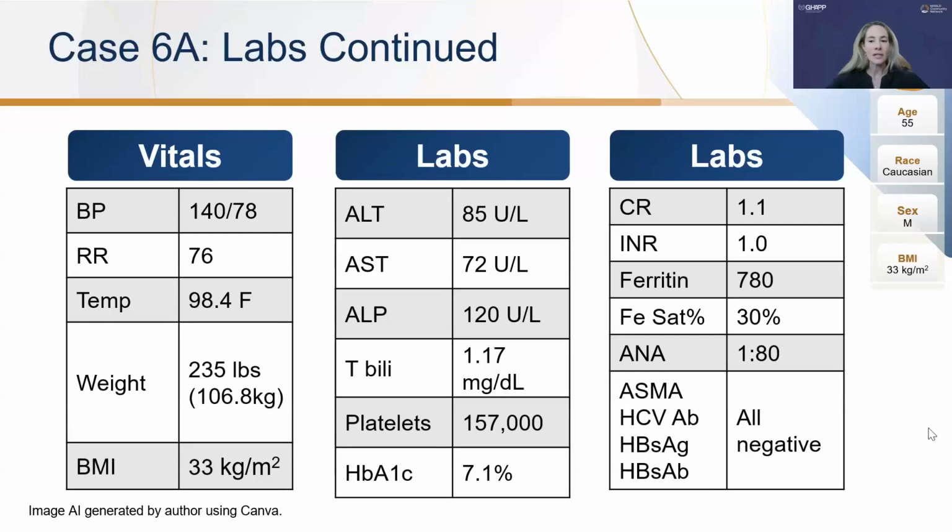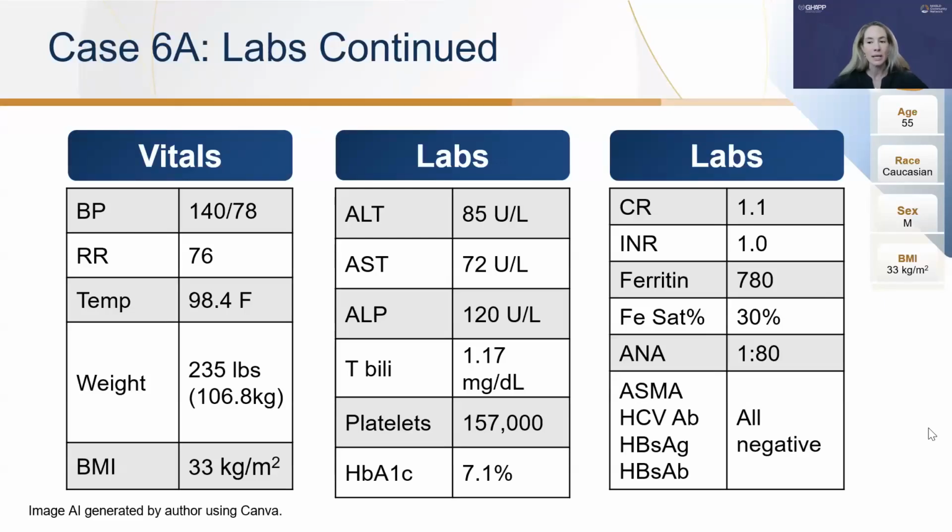We see these elevated ferritins quite commonly, actually. Ferritin is an acute phase reactant, so it can be elevated in the setting of inflammation, which we of course see with MASH, with alcohol use. With that iron saturation being 30%, that's really not consistent with presentation of hereditary hemochromatosis.